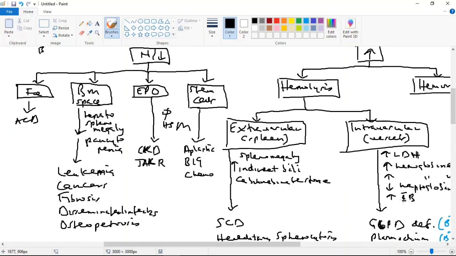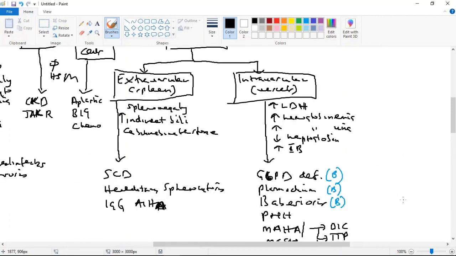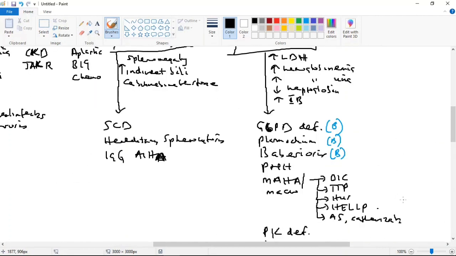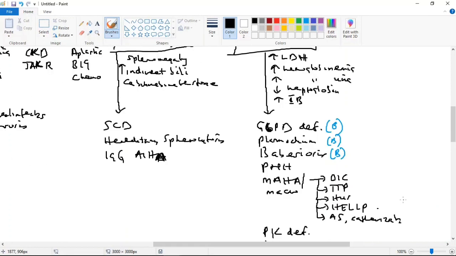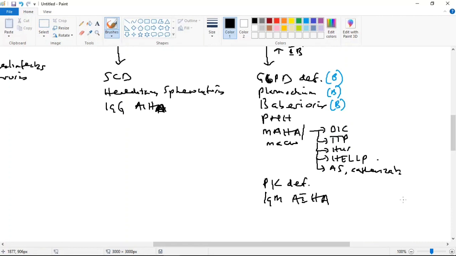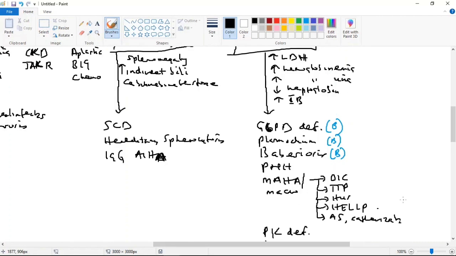For that, narrow it down based on location, intravascular and extravascular. We have three major ones. For intravascular, we have some there, but there are some that are actually both extra and intravascular, like G6PD, Plasmodium, babesiosis, and stuff.